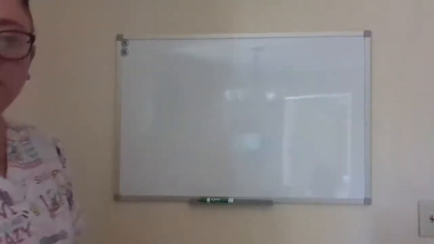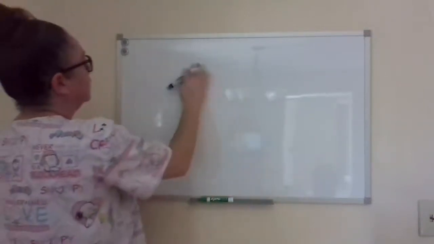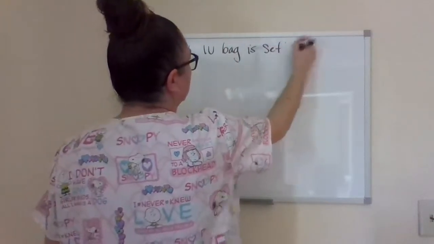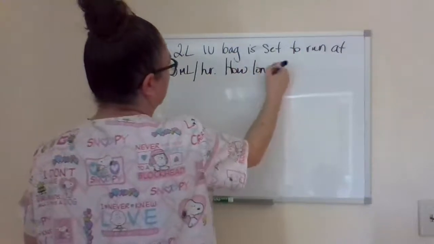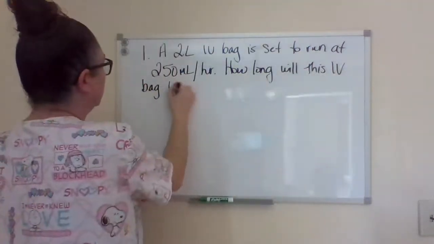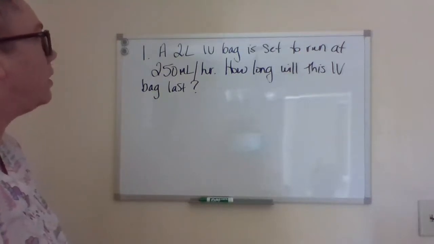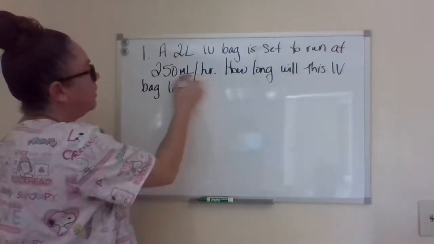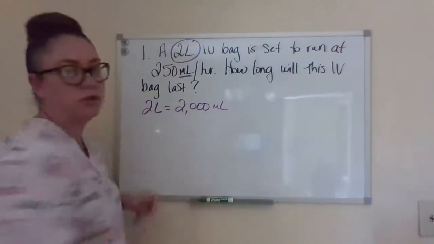So now we're gonna be calculating how long it takes for an IV bag to run based off of the volume per hour. So the first problem here says a 2 liter IV bag is set to run at 250 milliliters per hour. How long will this IV bag last? Now, the first thing that you have to do is, because our volume per hour is in milliliters, you have to convert this to milliliters. So 2 liters is equivalent to 2000 milliliters.